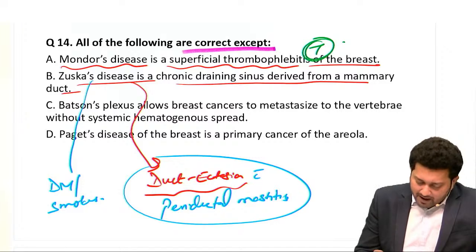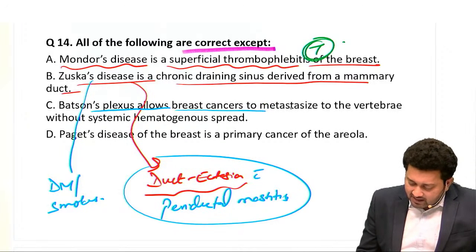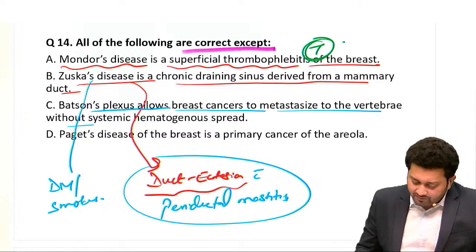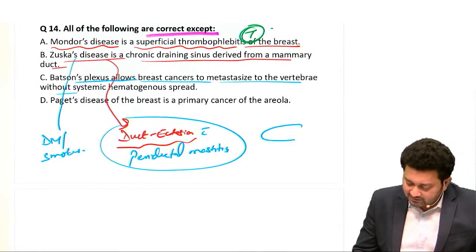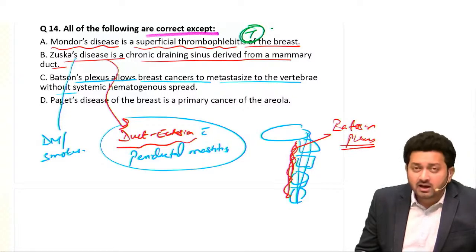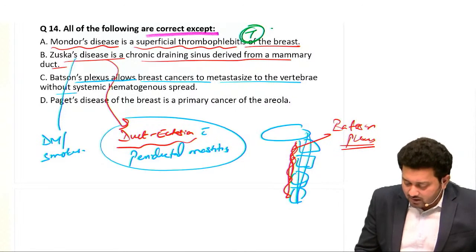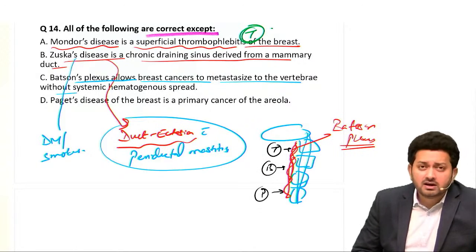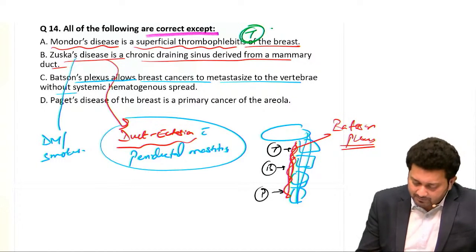Okay, now Batson plexus allows breast cancer to metastasize to the vertebra. So this is true. See, Batson plexus runs from the skull base to the sacral promontory. These are the prevertebral venous plexus. This is the Batson, and these plexus don't have valves, so it is a very potent path for the spread of thyroid cancer, breast cancer, prostate cancer to the vertebra, to the brain. This is a very important path.